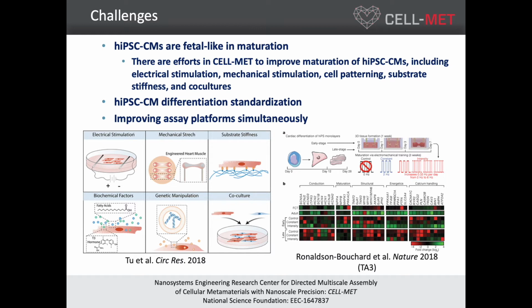However, there are efforts in the field and in CellMet to improve this. There are many approaches you can take, including stimulating the cells electrically, mechanically stretching them as they would be in a heart, increasing the substrate stiffness to better match a human heart, adding biochemical factors found in the heart during development, genetically altering cells to behave a certain way, or adding in other cell types that are found in the heart so that cells can communicate and mature together.